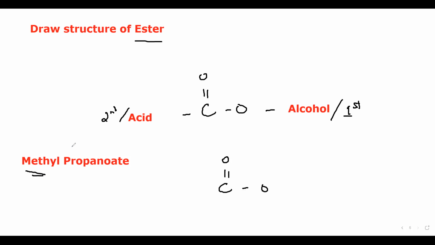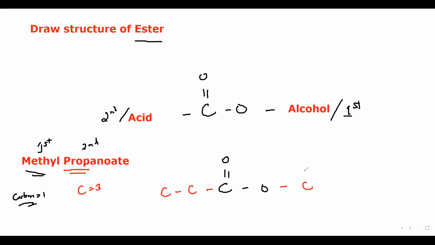Meth means how many carbon? It means the number of carbon should be 1. So we draw 1 carbon with oxygen. And prop means how many carbon? Prop means 3 carbon. So we draw 3 carbon on the other side. 1 is already there, then 2 and 3. And then we complete this structure.